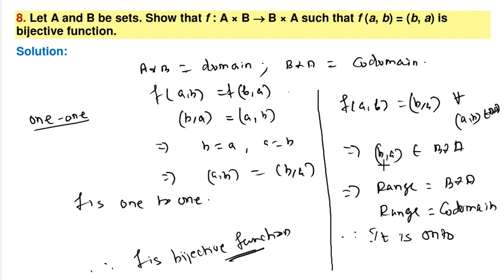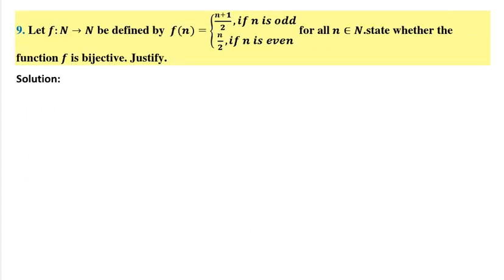Then what is the image? The collection of images, that is the range. The range is nothing but B cross A. So B cross A is the codomain. Codomain and range equal means it is onto. Already we have proved it is 1 to 1. It is 1 to 1 as well as onto. So the function is a bijective function.